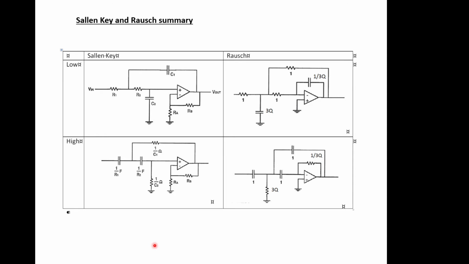Okay, so a quick summary of what a low pass and a high pass filter looks like in both of these common architectures. So we've got the Sallen-Key network with the different values of resistances there, and we can work out down here how to get from a low pass filter to a high pass filter in both cases.